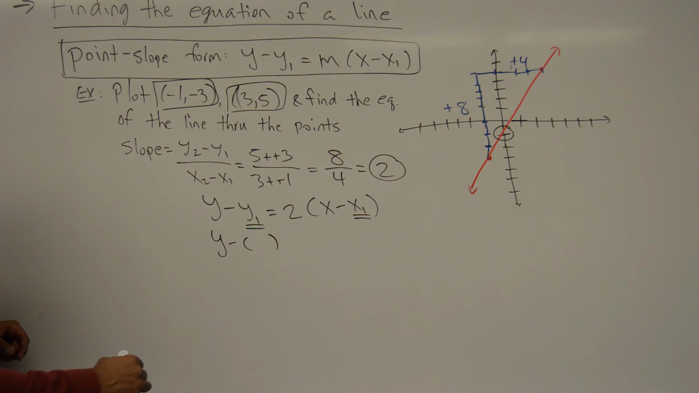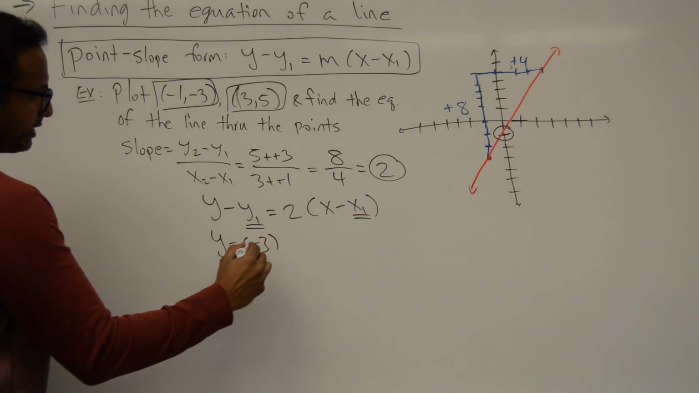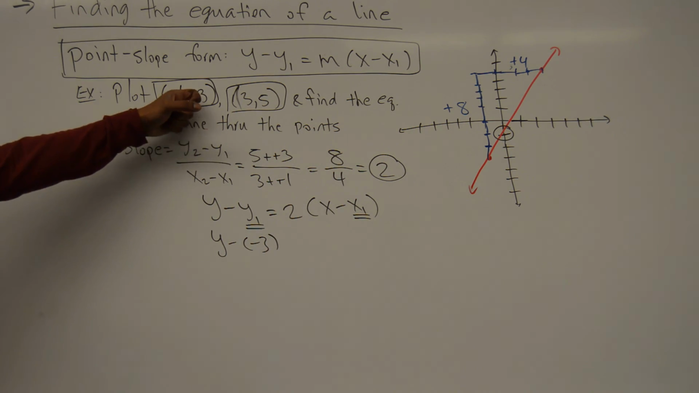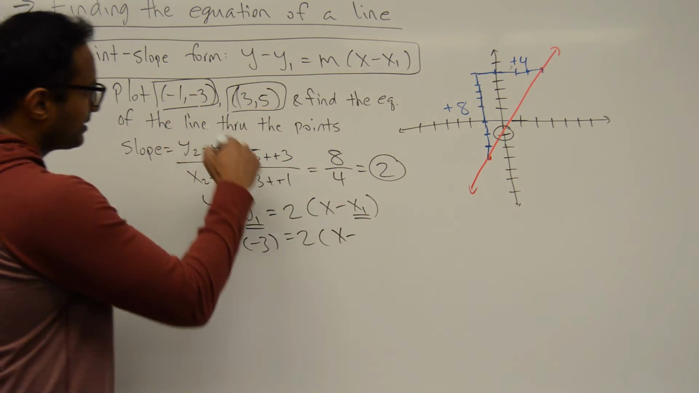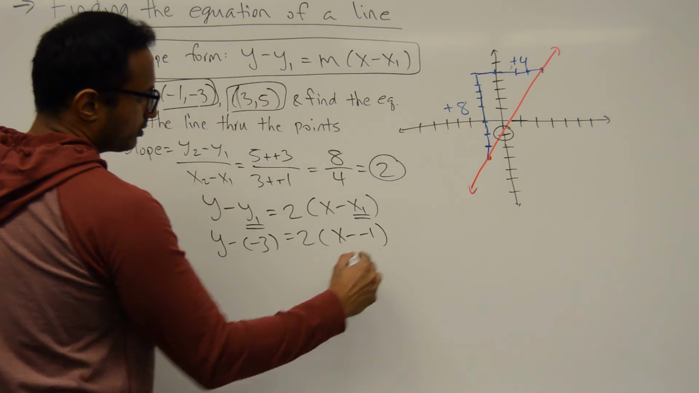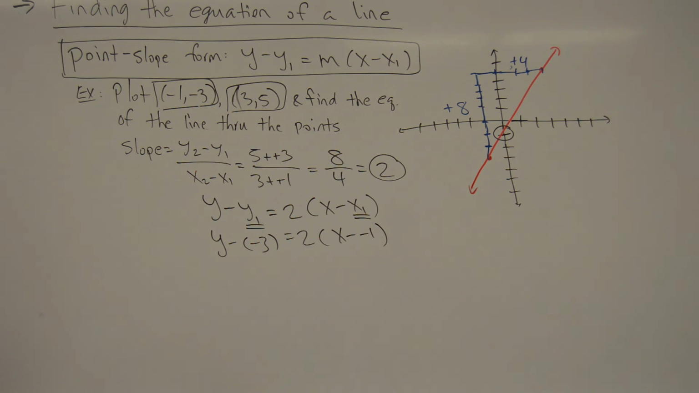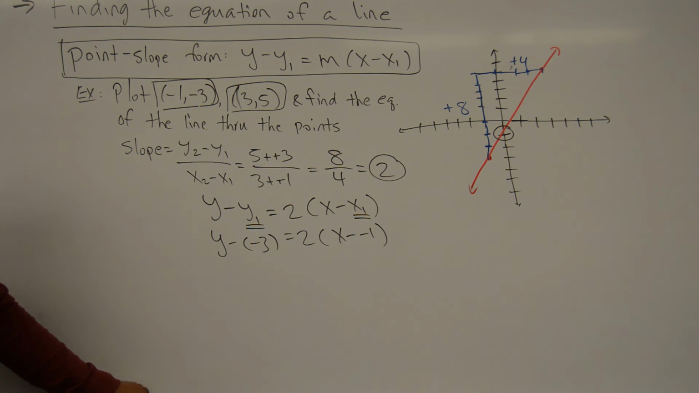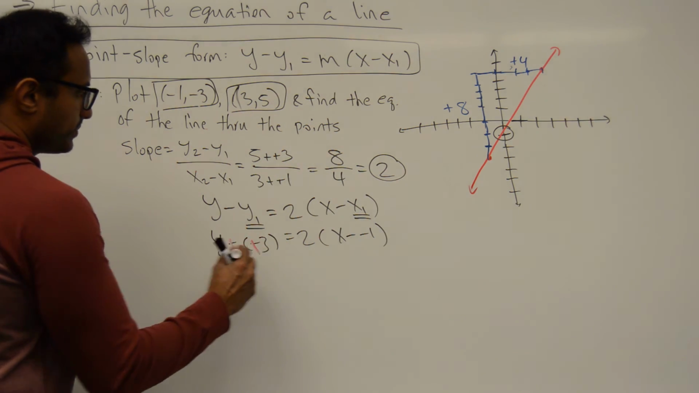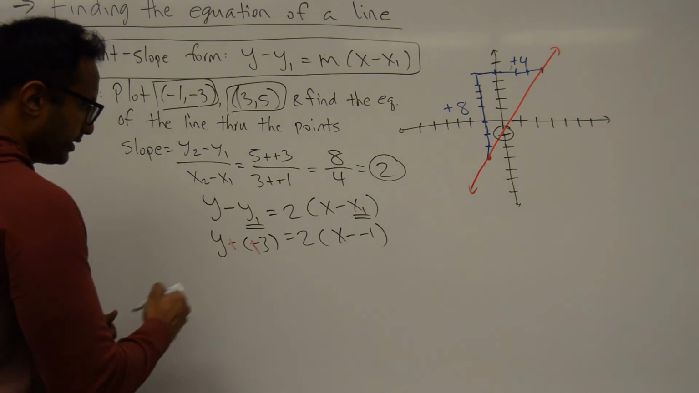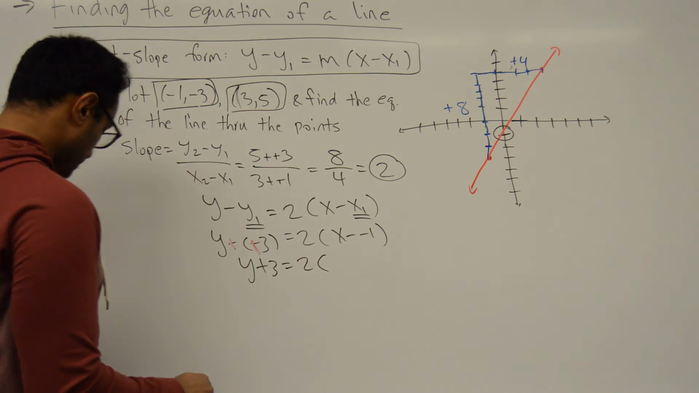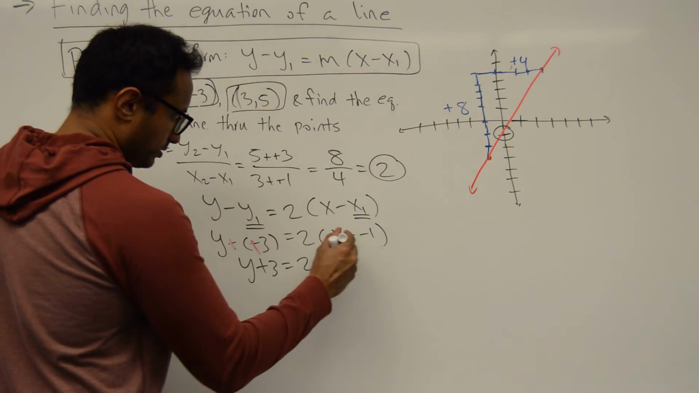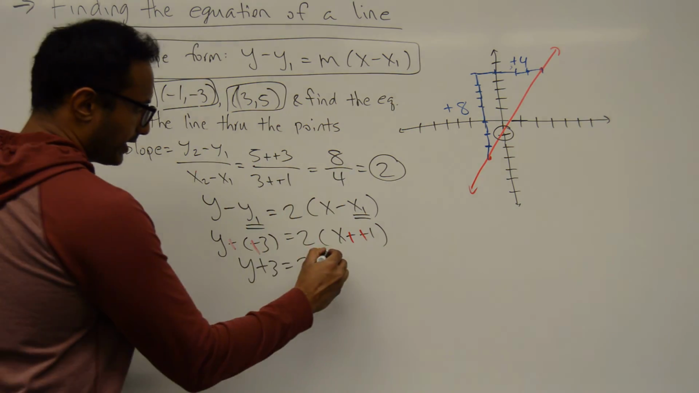Instead of y1, I'm going to put y minus -3. That's my y value, because I'm picking that point. That equals 2 times x minus x1, which is also a negative number, so it's going to be x minus -1. All right, so let me simplify that. These become positive, so this becomes y plus 3 equals 2 times... these also become positives. There are 2 negatives in a row. This becomes x plus 1.